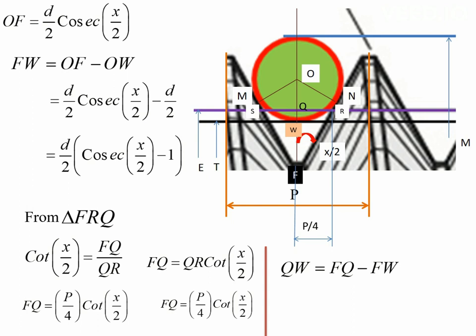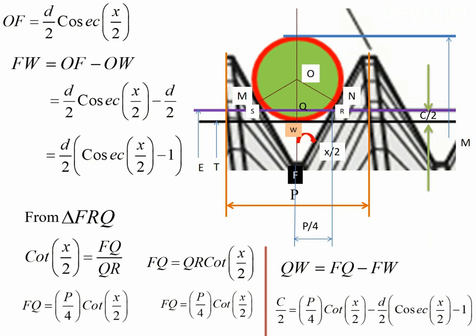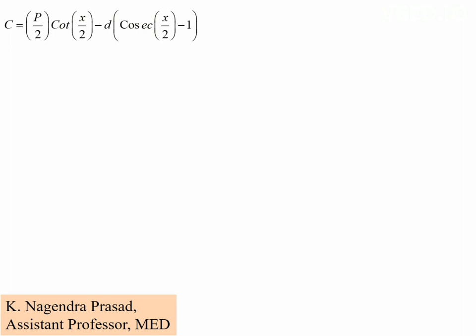QW is nothing but C by 2. Then the C by 2 value becomes P by 4 into cot of x by 2 minus D by 2 into cosecant of x by 2 minus 1. We get C equal to P by 2 into cot of x by 2 minus D into cosecant of x by 2 minus 1. And we know that for the metric thread the angle x equals 60 degrees. Substituting this x value in the relation for C, we get C equal to 0.866 P minus D.